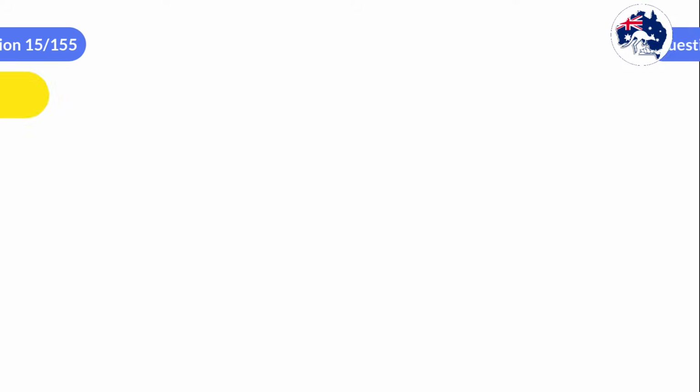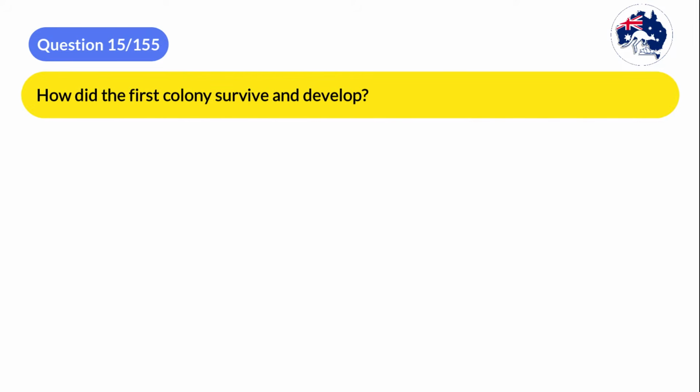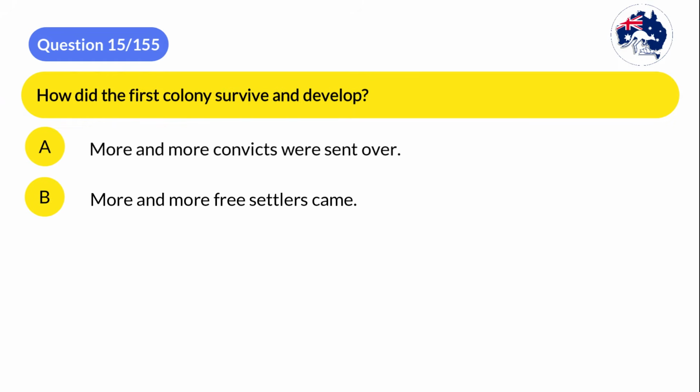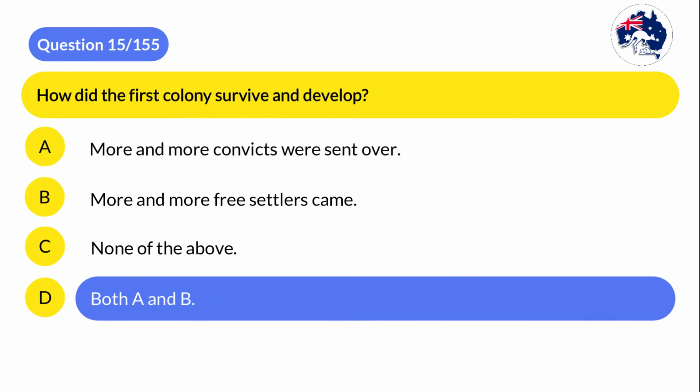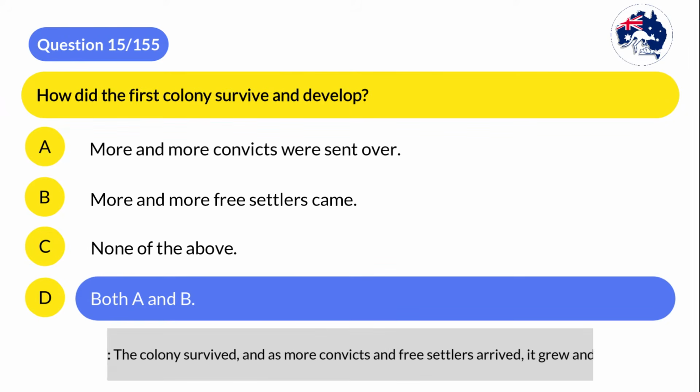Question 15. How did the first colony survive and develop? A. More and more convicts were sent over. B. More and more free settlers came. C. None of the above. D. Both A and B. The correct answer is D. Both A and B. Explanation: The colony survived, and as more convicts and free settlers arrived, it grew and developed.